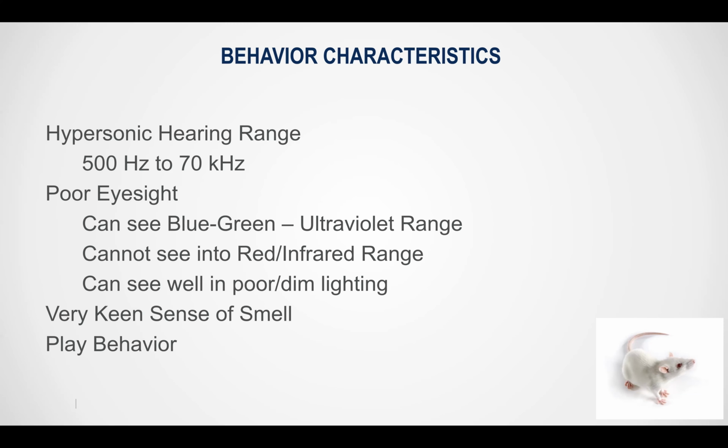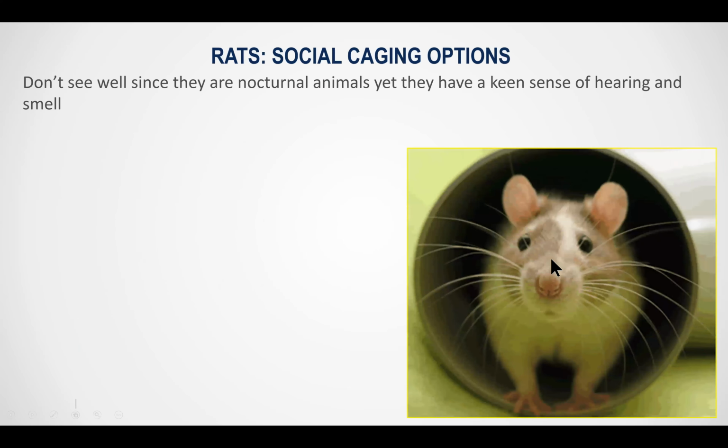They have poor eyesight. Again, they see in the blue-green to the ultraviolet range, so they can't see in red or the infrared range. They also have a very keen sense of smell, and they have a wonderful play behavior. So, social caging options for rats.